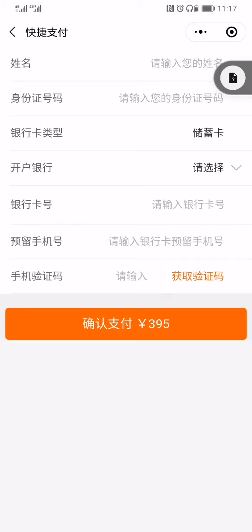So these are actually the processes of how Ping An is selling their internet products, or say consumer direct products, on the WeChat platform via this mini program built by Ping An themselves.